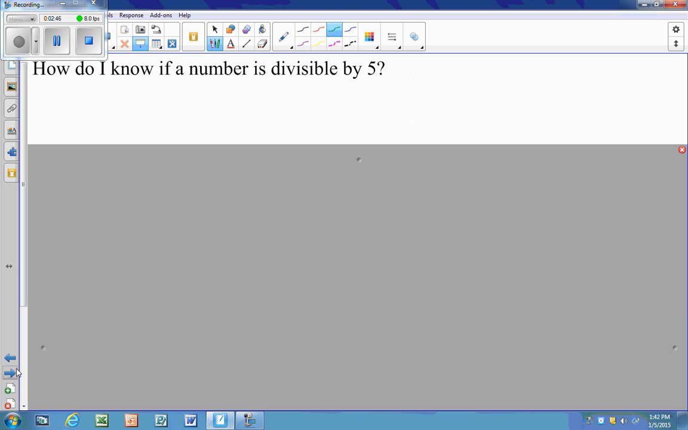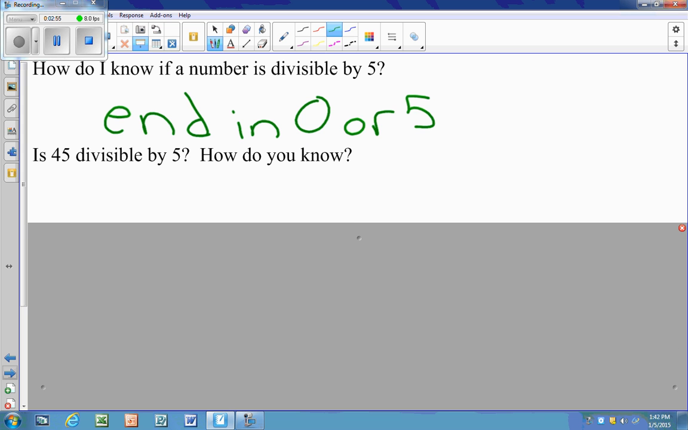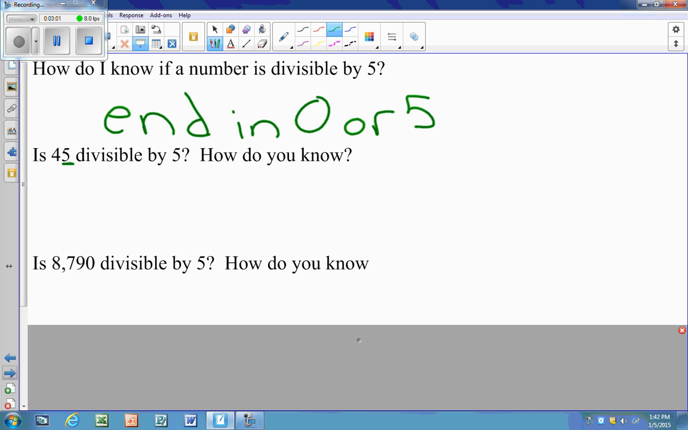5. In order for a number to be divisible by 5, it must end in a 0 or a 5. Very simple. 45 is divisible by 5, it ends in a 5, so yes it is. 8,790 ends in a 0, so yes it is divisible by 5.